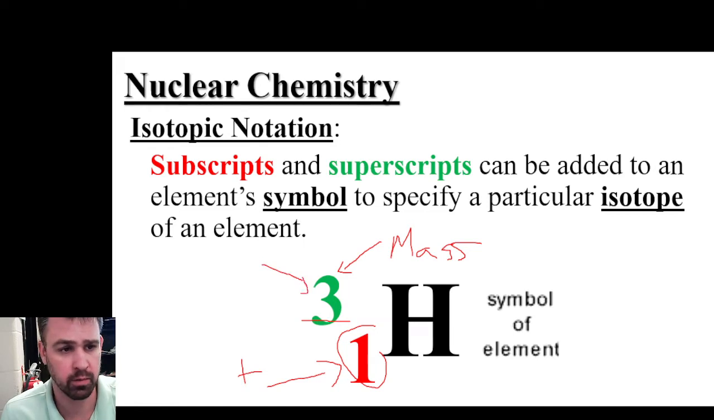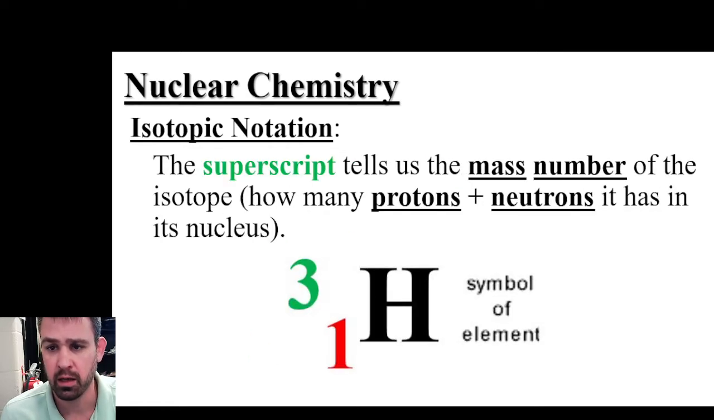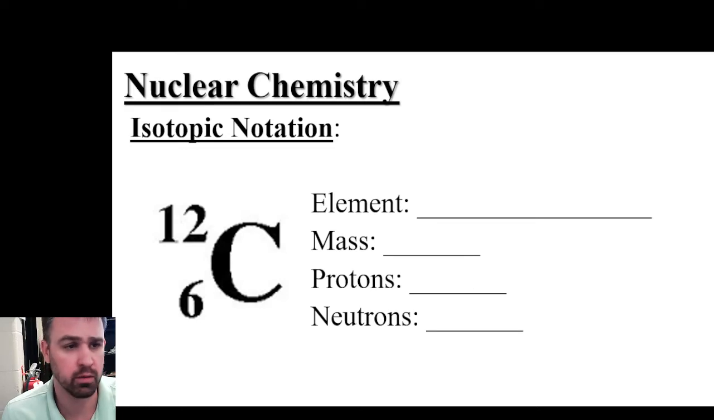Hydrogen 3. Remember, in isotopes, we say the element name, and then we say the mass number. The subscript is the atomic number. The superscript is the mass number. So to find how many neutrons there are, protons plus neutrons equals the mass. When you have isotopic notation like we have here, the math is pretty easy because it's set up. 3 is the mass minus the 1 should give you 2 neutrons, which have no charge. So once again, mass minus the atomic number should give you the number of neutrons.